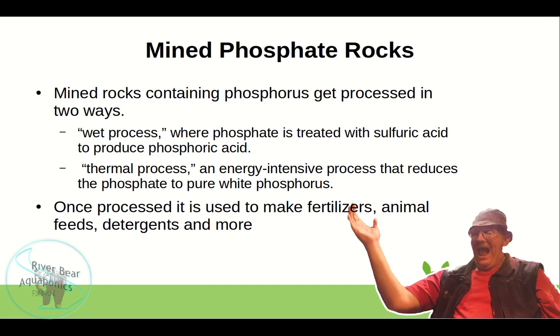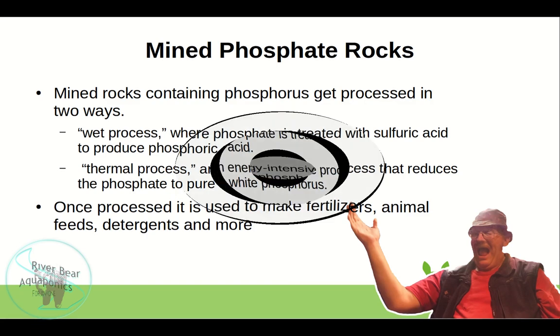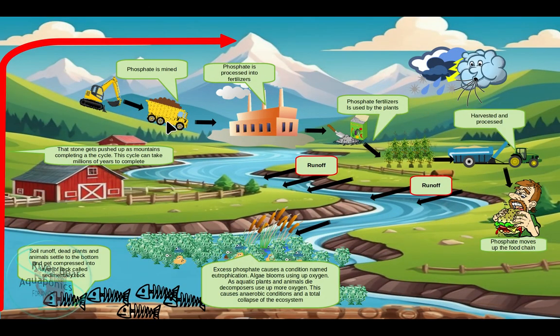It's used in animal feed, detergents, and much, much more. Let's take a look at the human activity for phosphorus. We mine it. It gets processed like I just talked about. Gets turned into fertilizers. Those fertilizers get spread onto the land. Again, the roots of the plants will take it up. It is harvested. Because we are taking the harvest off of the land, we'll eventually need to add more fertilizer to it. Of course, the food gets processed and moved up the food chain.